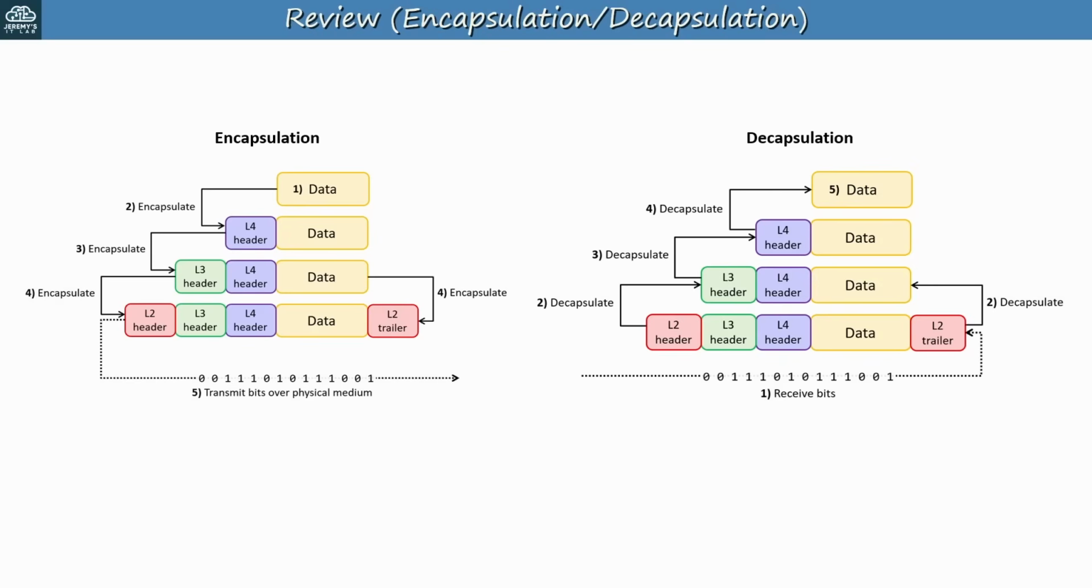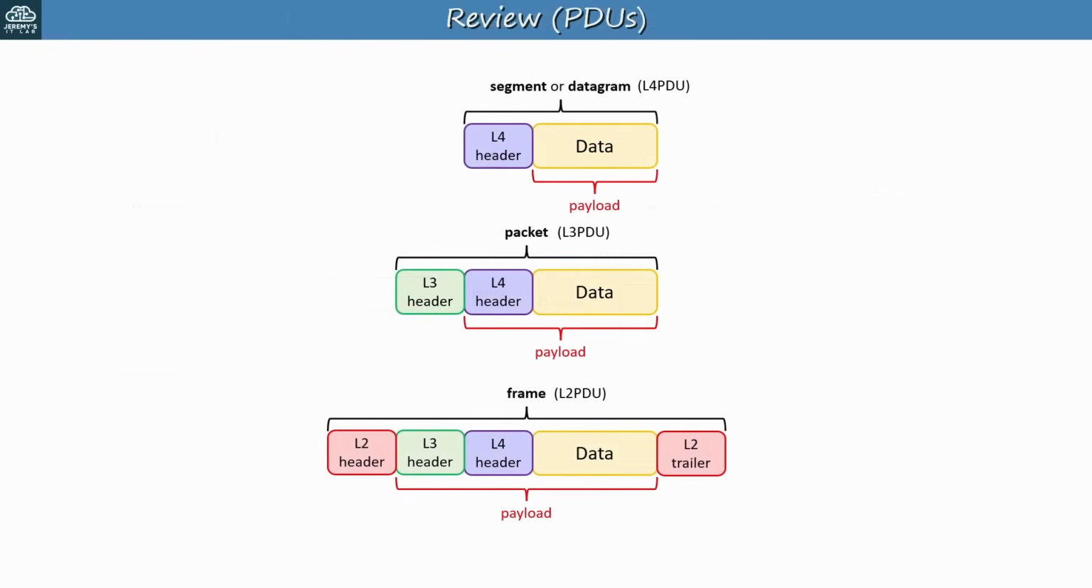In encapsulation, the sending host adds headers and a trailer to the data to prepare it for transmission over the physical medium. In decapsulation, the receiving host removes the headers and trailer layer by layer until it gets to the data inside. You should also know the names of the different PDUs, Protocol Data Units. The Layer 4 PDU is a segment when using TCP and a datagram when using UDP. The Layer 3 PDU is called a packet, and the Layer 2 PDU is called a frame. The frame is what is actually transmitted over the physical medium.